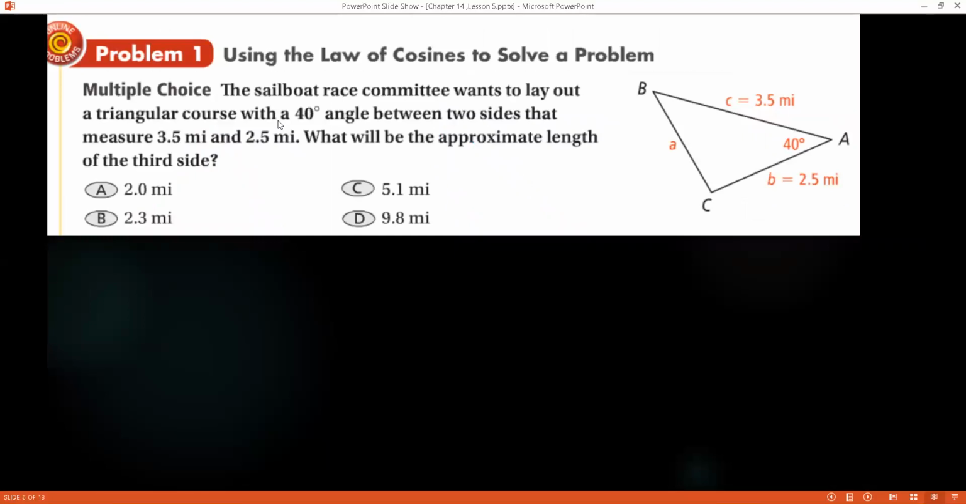Now, let's see how we can use the law of cosines to solve a problem. Here we have a triangle. We know that the length of side C is 3.5 miles and side B is 2.5 miles, and the angle between them is 40 degrees. I want to find A. Here we have two sides with an included angle, so let's use the law of cosines.